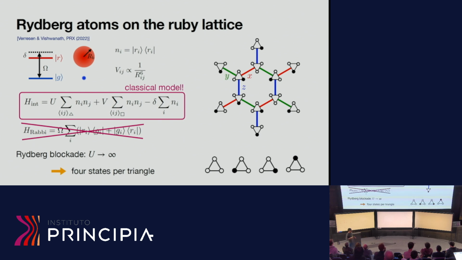Also, we're going to assume that this Rabi frequency is very small and work in this limit where you just have the interactions between Rydberg atoms. So this is going to be a classical model, okay?